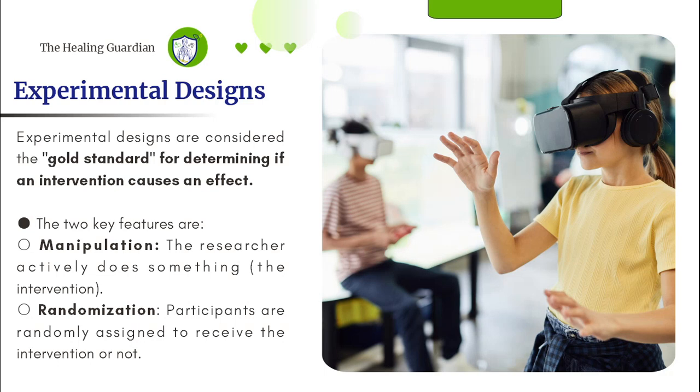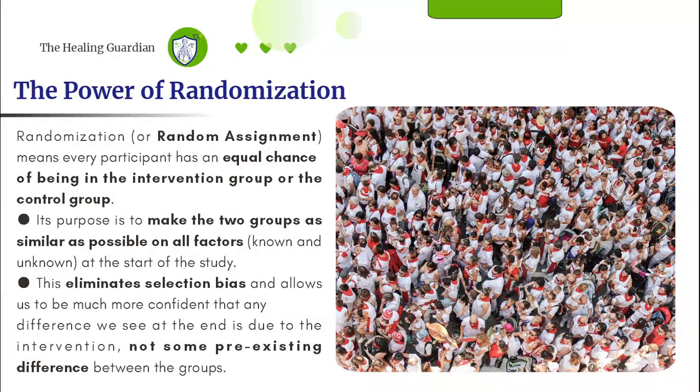Number two, if there is randomization, if the participants are randomly assigned to receive the intervention or not, then we call it experimental. This district will be given the intervention, the other one will not. Then we compare. You are in an experimental design. It doesn't need to be in a laboratory. The power of randomization is one of the reasons why experimental designs are the gold standard.